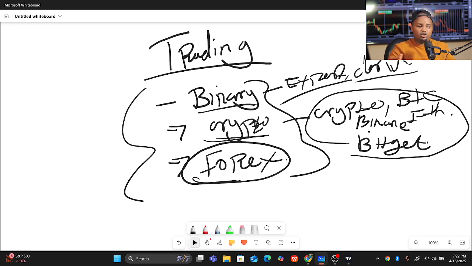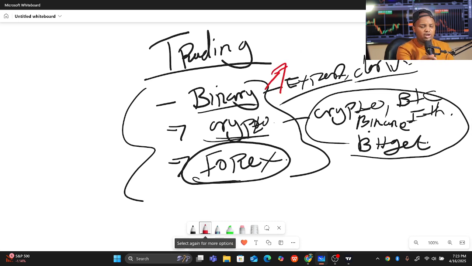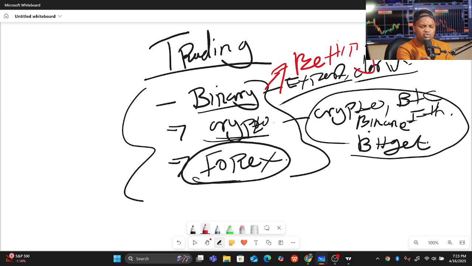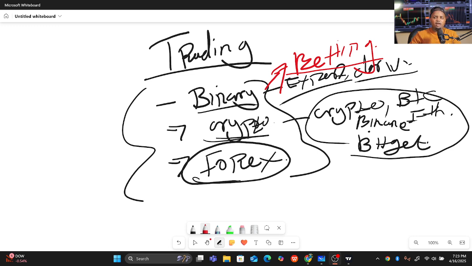Binary is just an option to buy or sell. Those are the kinds of things that you're going to get on binary. And most of the time, many people also regard it as having a betting sense. When you smell it, you smell betting. It looks like just a betting site, and that is what you're going to get out there with binary trading. But when it comes to crypto, it has most similarities with forex.